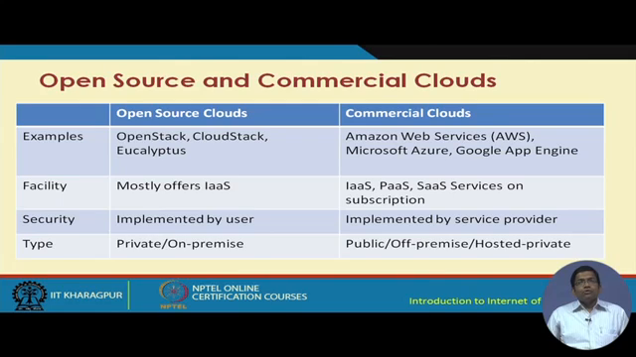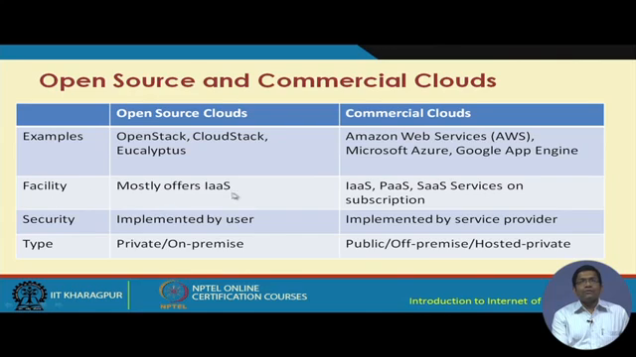So those were the simulators. Now let us talk about some real commercial and open source cloud platforms that are available for use. Some examples of open source cloud include OpenStack, CloudStack, Eucalyptus, and so on. Commercial cloud platforms include Amazon Web Services, Microsoft Azure, Google App Engine, and so on. So now let us look at the open source cloud platforms.